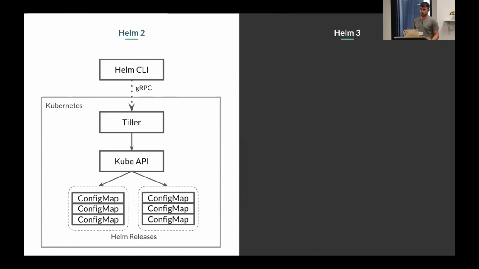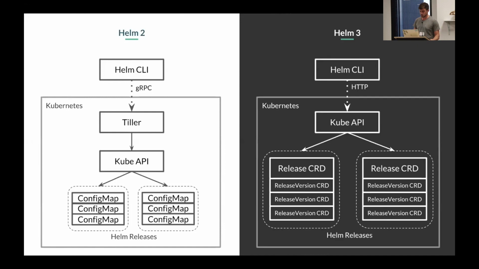So for people that are concerned about security, the way that this has been solved is running a Tiller per namespace, which is kind of, now you have a bunch of different things running all over your cluster. In Helm 3, Tiller is going away.